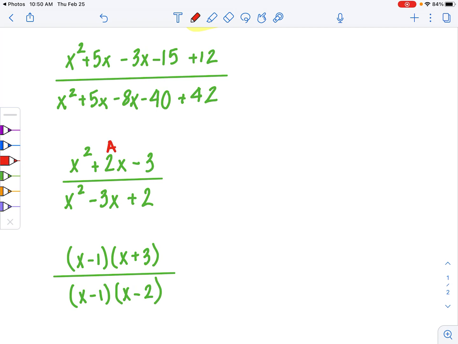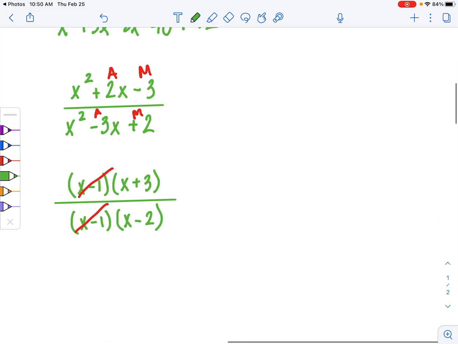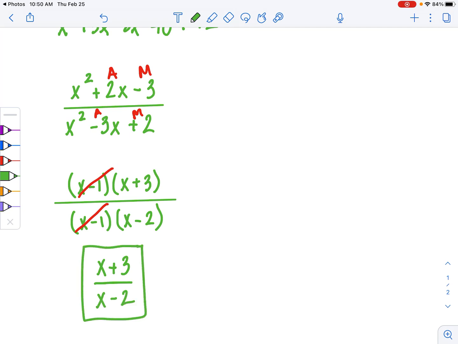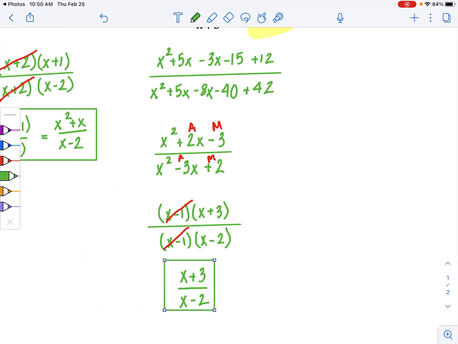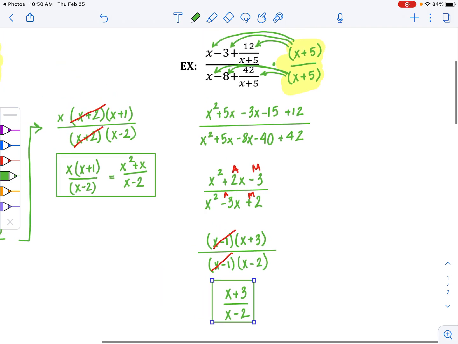So remember, when you factor, what adds multiplies. Same thing for the denominator. That will get you your terms. Hey, cancel, cancel. Leaving you with just x plus 3 over x minus 2. That is your final answer. Look at how crazy that was and how simple we got it.